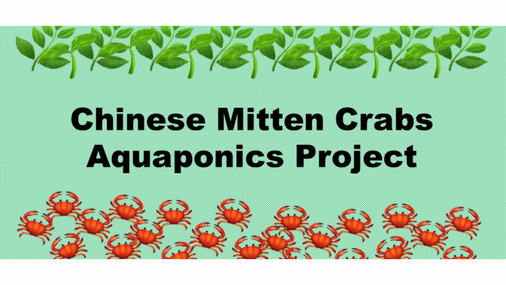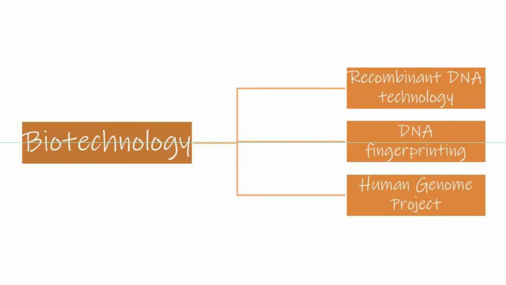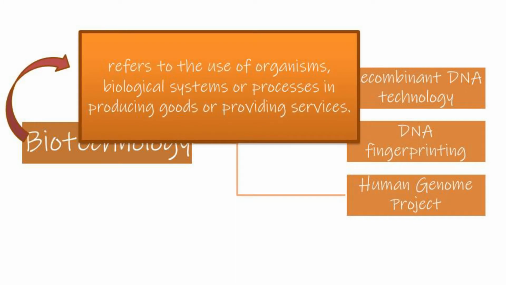Today, we are going to talk about how biotechnology is applied in our daily life. The discovery of DNA structure and some other advances in science have led to a rapid development in biotechnology. It refers to the use of organisms, biological systems, or processes in producing goods or providing services. Let's look at some developments in biotechnology.